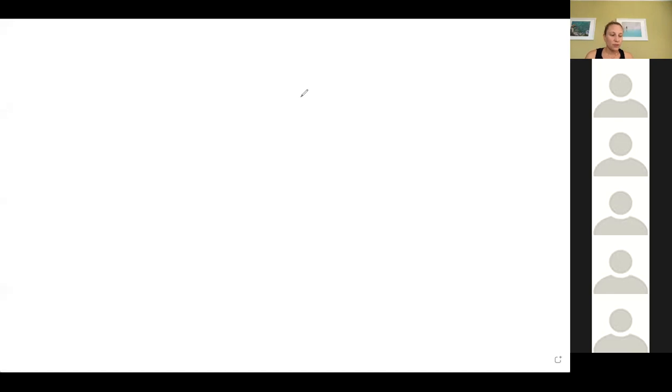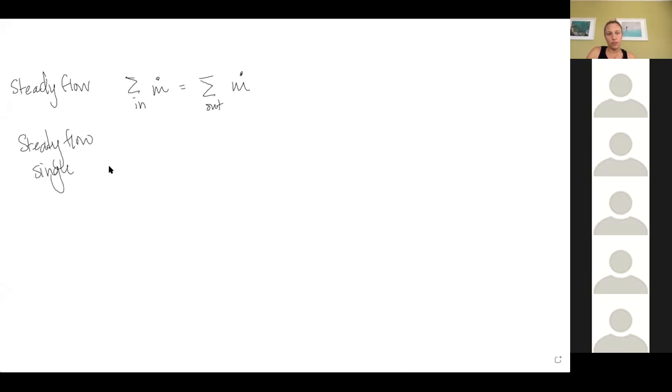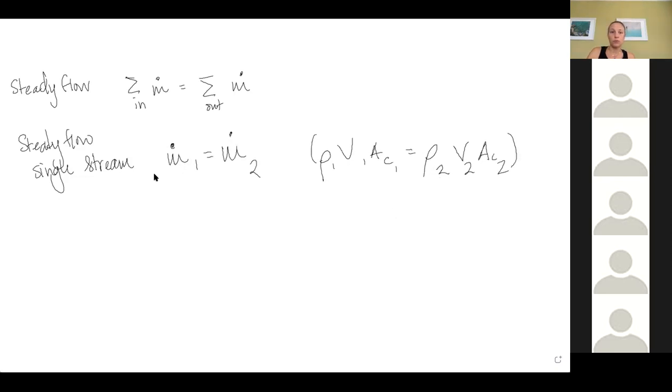So if you remember from last week, right before the exam, we went over the cases where if you have steady flow, your mass flow rate coming in needs to equal your mass flow rate going out. If you have steady flow and a single stream, which is what we did with the example problem of a hose, your mass flow rate at point one has to equal your mass flow rate at point two, or your density, average velocity, cross-sectional area at point one has to equal your density, velocity, and cross-sectional area at point two, plugging in equations we know from mass flow rate.